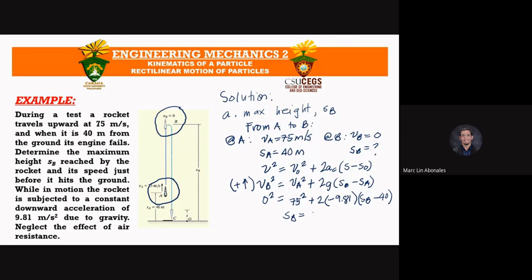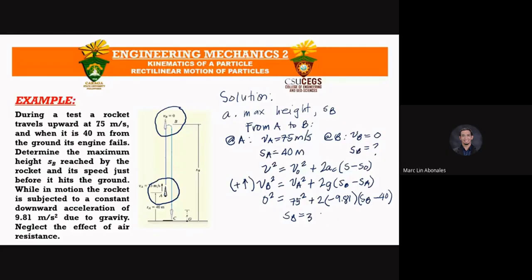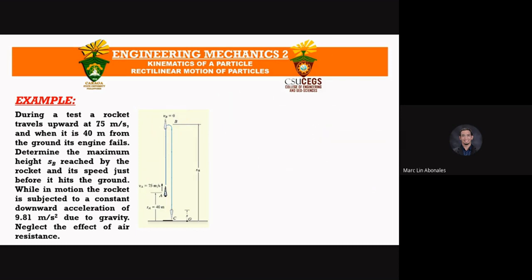327 meters. Okay? So that is the maximum height reached by your rocket, from point A to point B. So from the initial point A going to the final point B. So that would be your answer for the maximum height. Now let us proceed to the last part, which is the speed, just before it hits the ground.